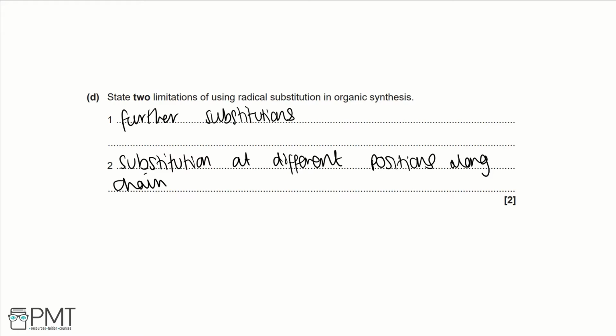So instead of saying further substitutions as the first limitation, the mark scheme would have also accepted saying produces different termination products, or more than one termination step, or a mixture of products are formed. So either of these 4 statements would have gotten you the first mark. Then your second mark, you have to say substitution at different positions along chain.